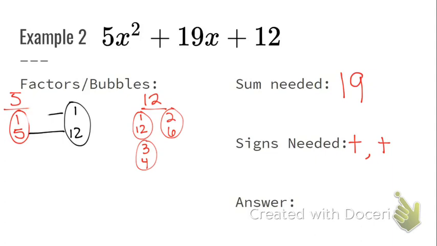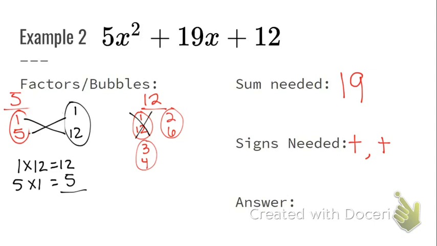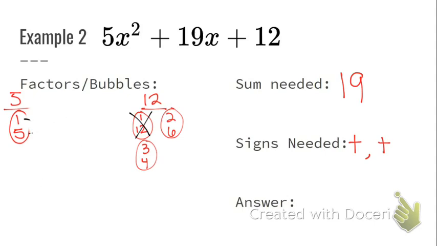Take that away. And then we could see, before we totally rule out this bubble, if we swap it, is it going to work? Well, 1 times 12 is 12. 5 times 1 is 5. Again, when I add them, it's not 19. So I know for sure right now that my 1, 12 bubble is not going to work for me. So take all that away. Let's try a different bubble.